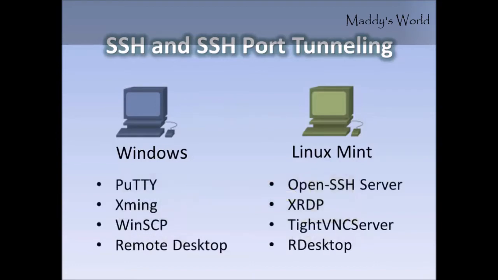Also, we're going to be installing some programs to get this done. On your Windows machine, you're going to need PuTTY, Xming installed, WinSCP installed, and hopefully your version of Windows comes with remote desktop already installed. On Linux Mint, we're going to be installing OpenSSH Server, xrdp, TightVNC Server, and our desktop.